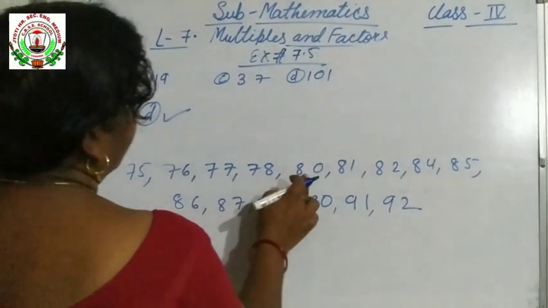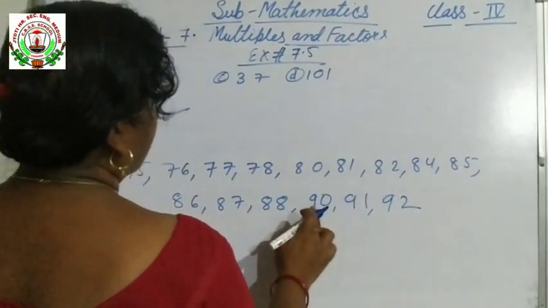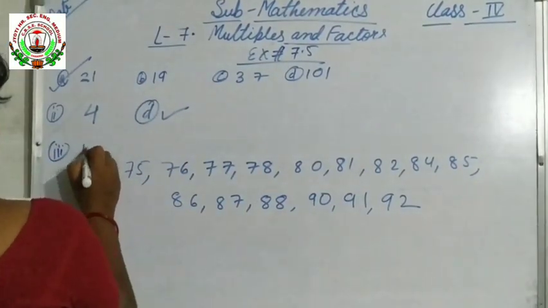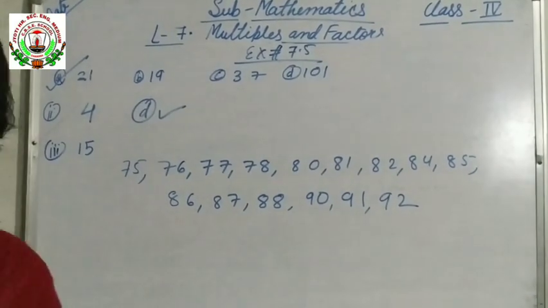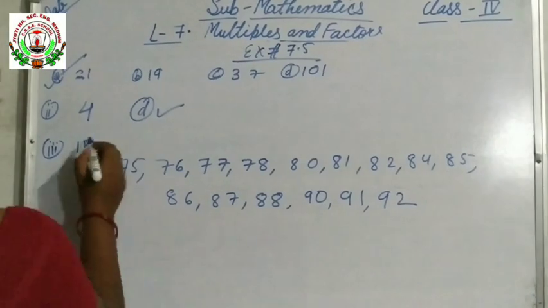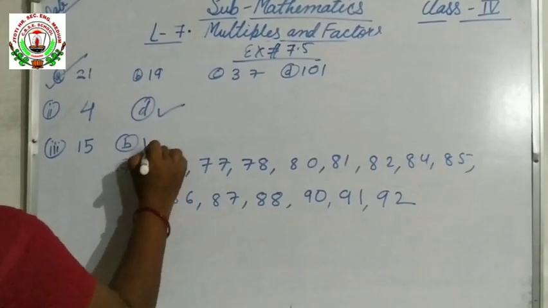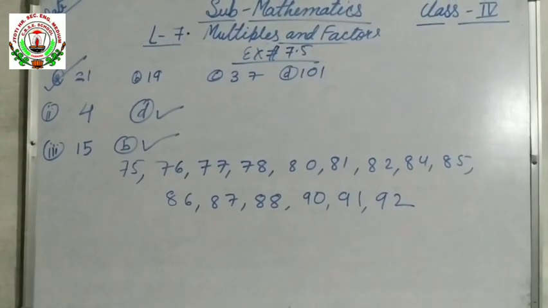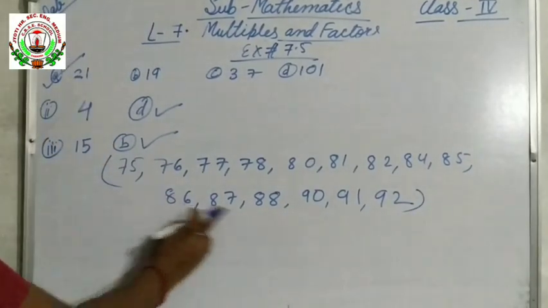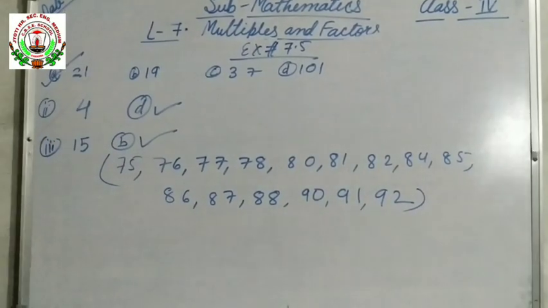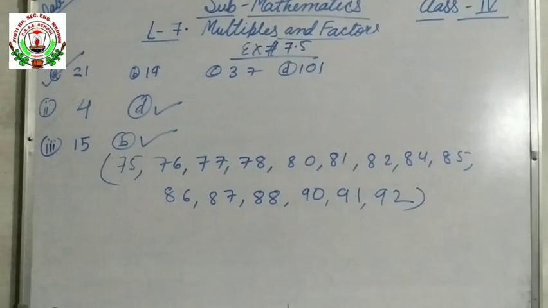1, 2, 3, 4, 5, 6, 7, 8, 9, 10, 11, 12, 13, 14, 15. So our correct answer is 15, which is your option number B. So you will put the correct option B. It is the composite numbers between 75 to 92. Understood?